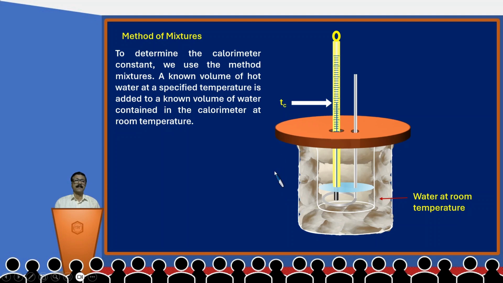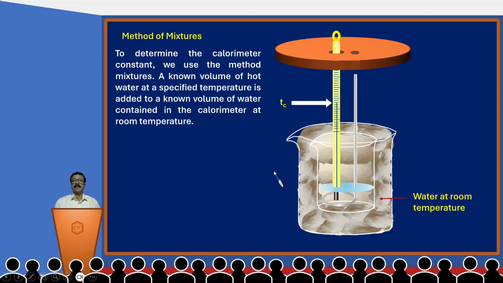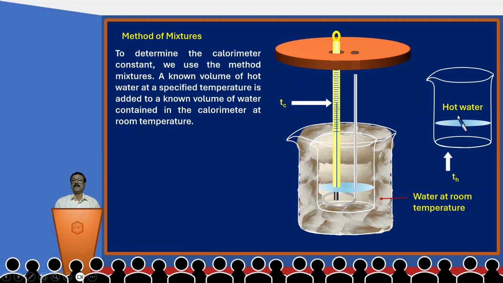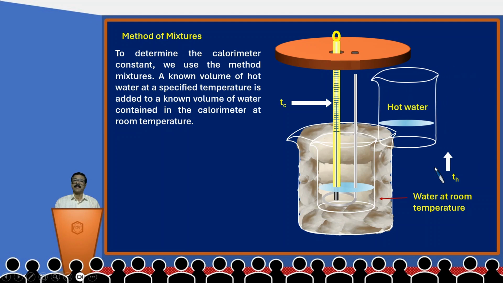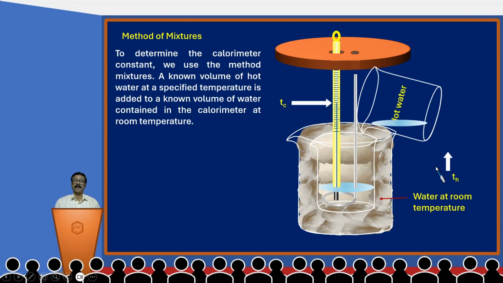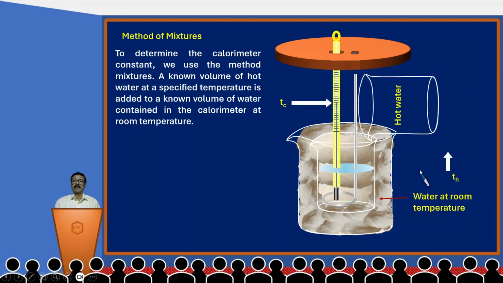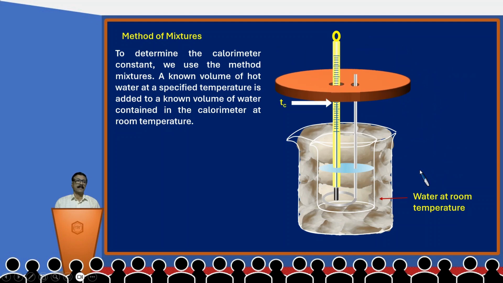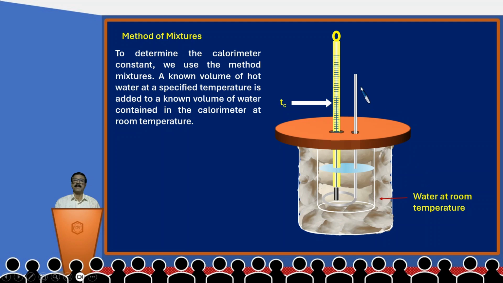Now lift the disc and take a known volume of hot water. Suppose the temperature is Th, and I quickly transfer it into the calorimeter. Now close the disc, stir the mixture well by moving the stirrer up and down, and note down the maximum temperature attained. So let it be Tm.